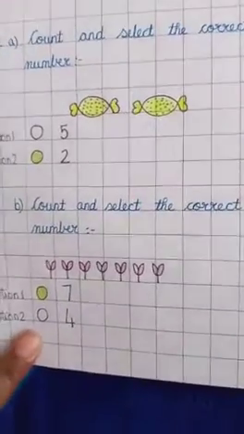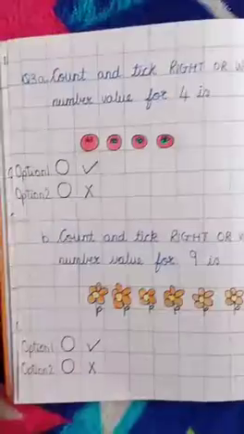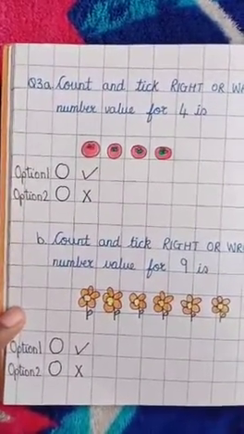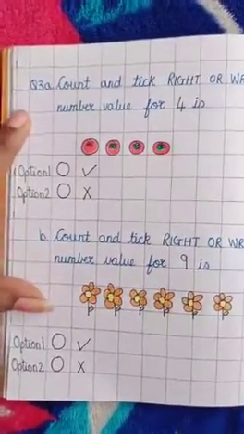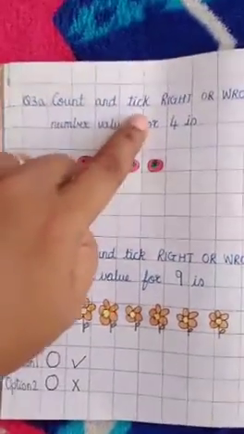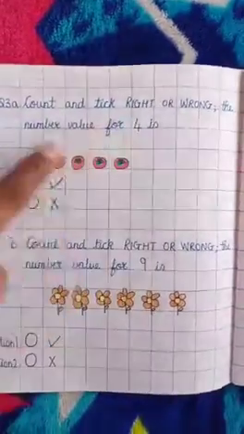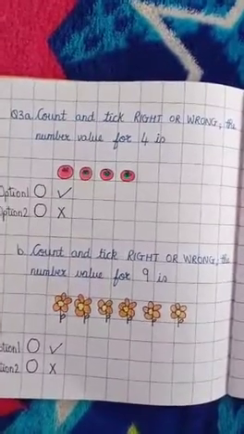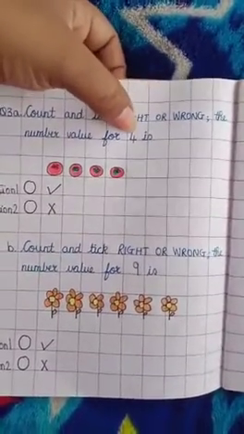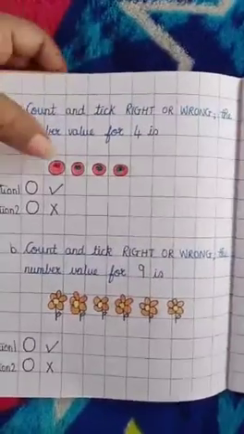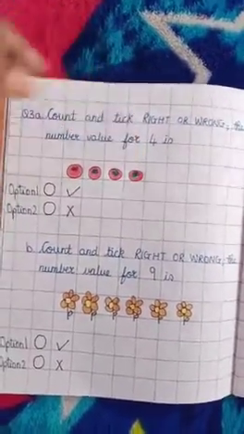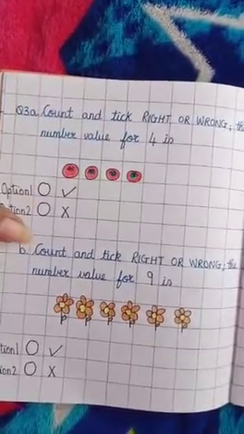And this is the second exercise, the second question. Now children, let's see the next question, the next exercise. Now this is question 3. Count and tick, right or wrong, the number value for 4 is. Now what is given, children? We want to find out the value for number 4. I'm having some tomatoes here. So I'm going to count and then select whether it's right or wrong.